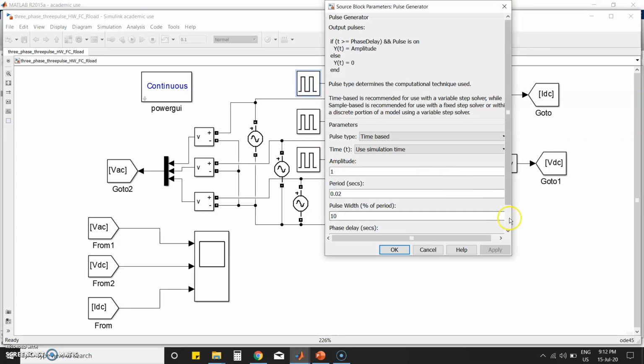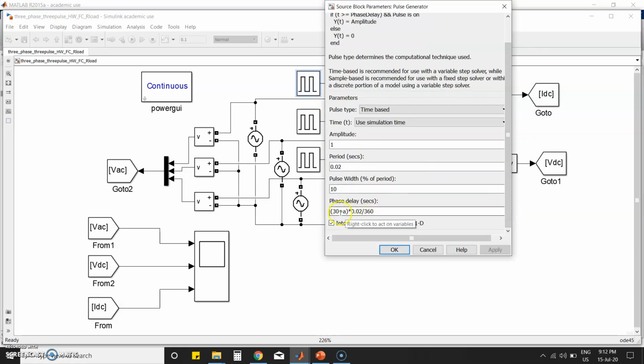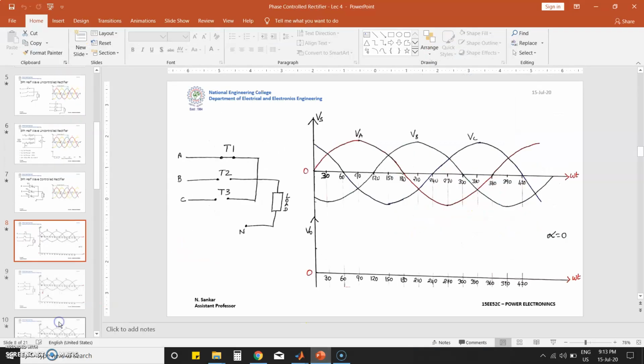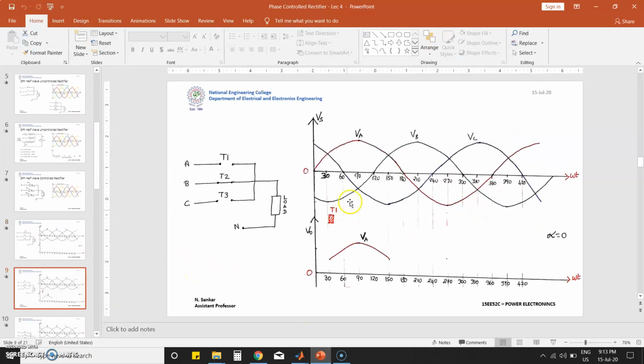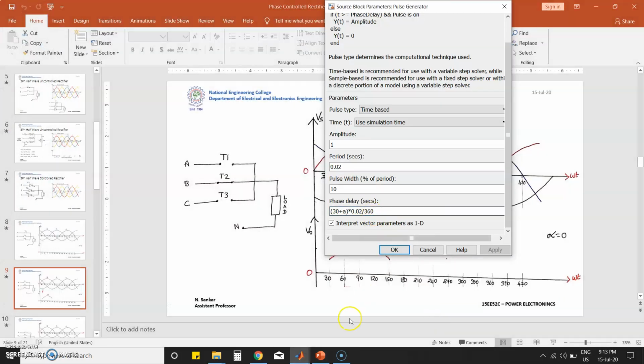For the first pulse, we are giving the phase delay as 30 plus A into 0.02 by 360. 0.02 is for the conversion to seconds, that's why we are dividing by 360 degrees. Here we will always start our angle at 30, that's why instead of giving A, I'm giving 30 plus A. In the theory we already studied, for the waveform we always start with 30 degrees, that is for alpha equal to 0, we choose the angle omega t at 30.